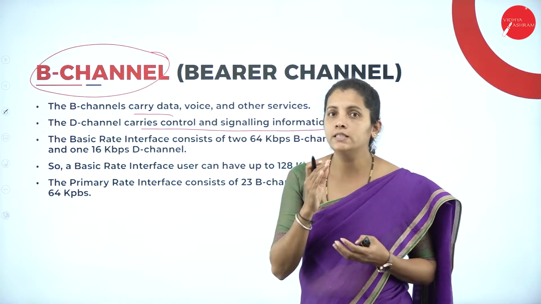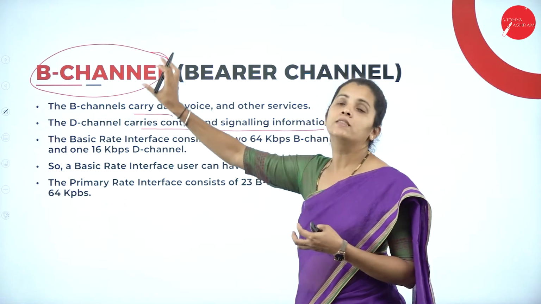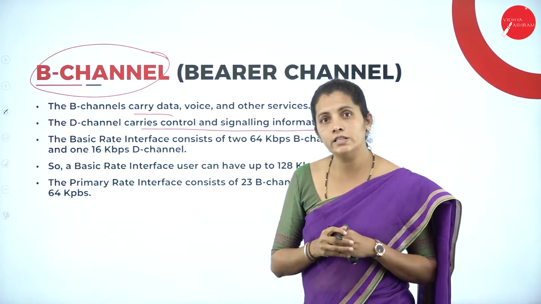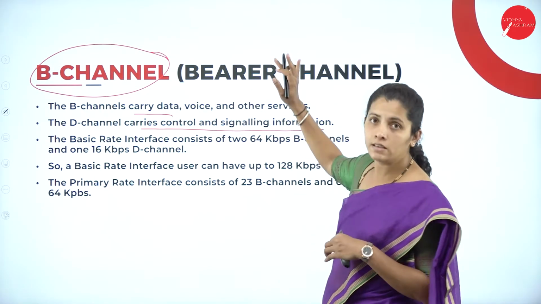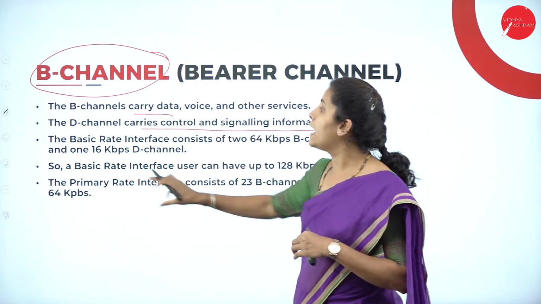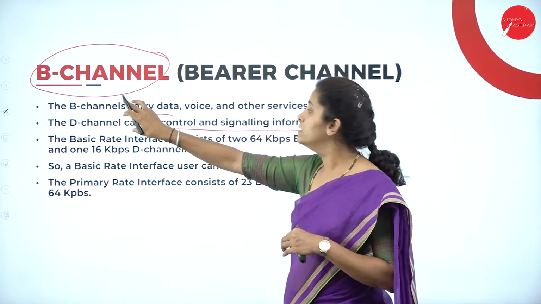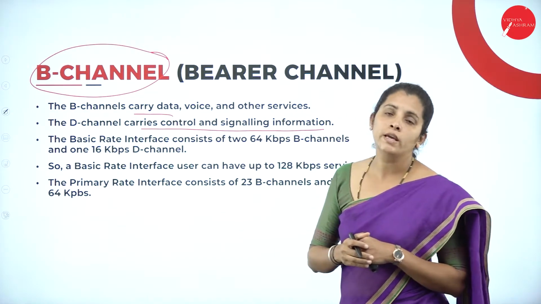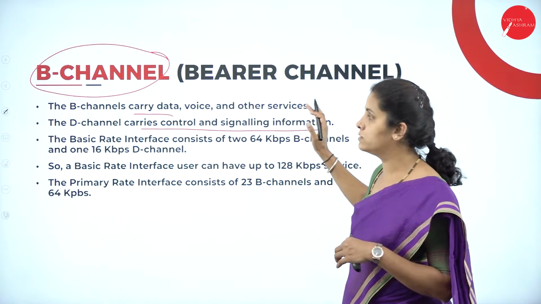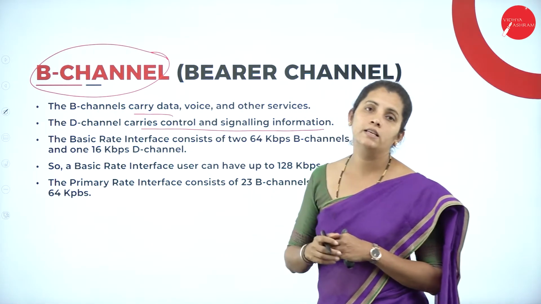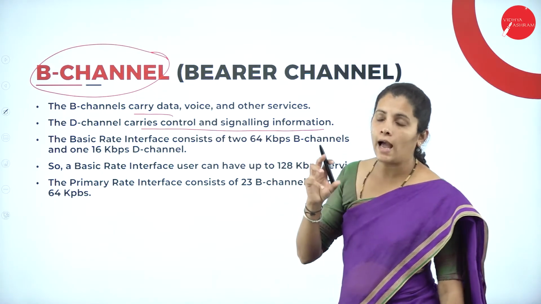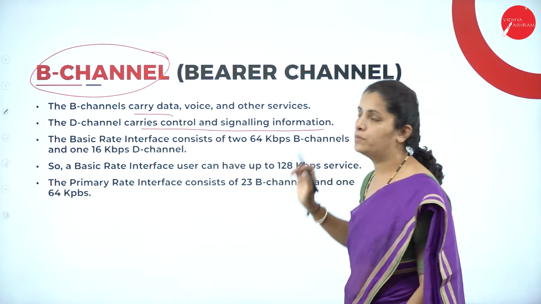So dear student, just remember the difference here. The B channel is mainly used to carry digital data, digital voice, or any other services in digital form, whereas the D channel is mainly used to carry control and signaling information. That means the D channel is designed to carry control information as well as signaling information.